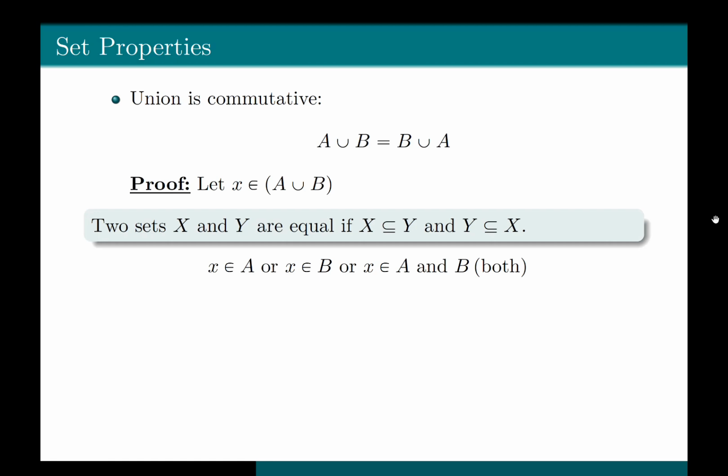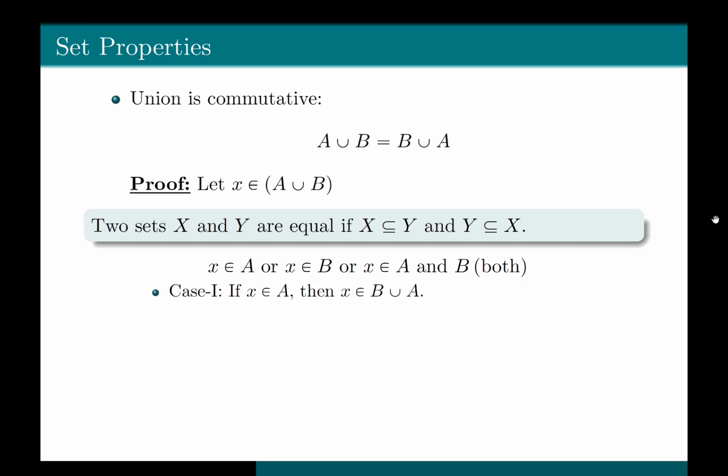Okay, so now if x belongs to A union B, then x will belong to either A, or x belongs to the set B, or x belongs to both the sets A and B. Because it's union, and union means all the possible elements of the set A and B. So if x belongs to A union B, it means that x either belongs to A or to B or to both the sets. So now we will do it in cases.